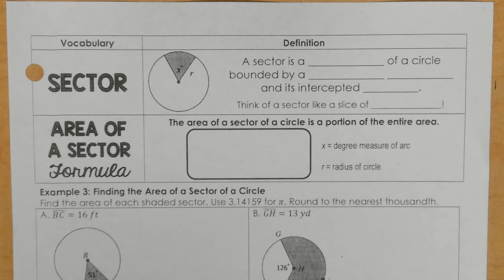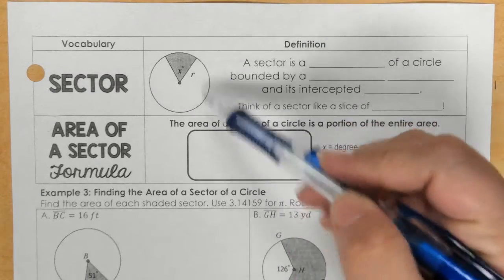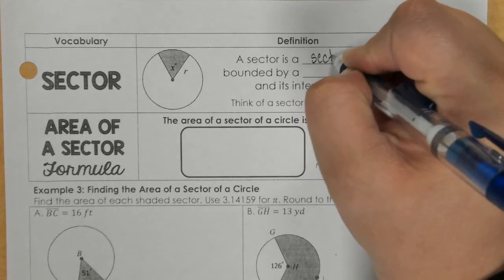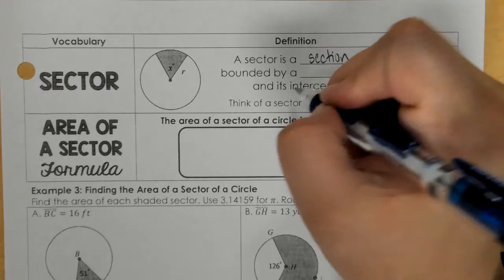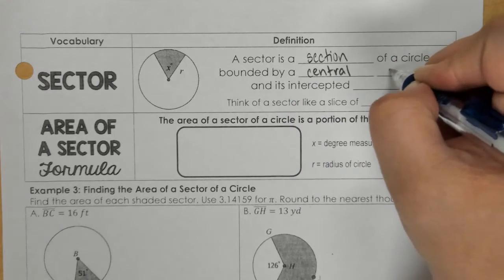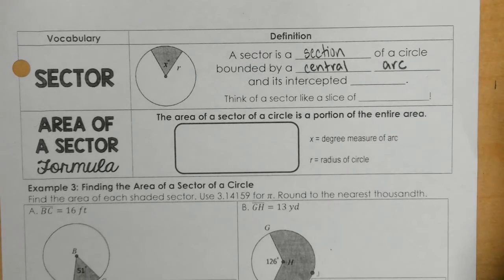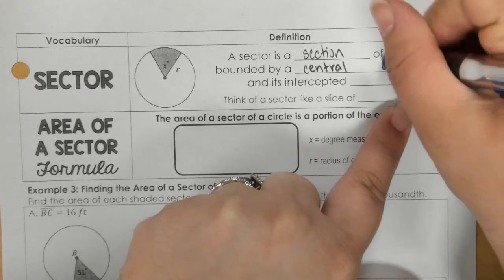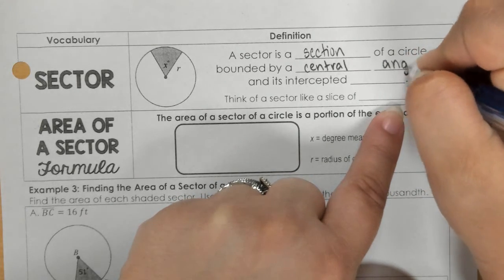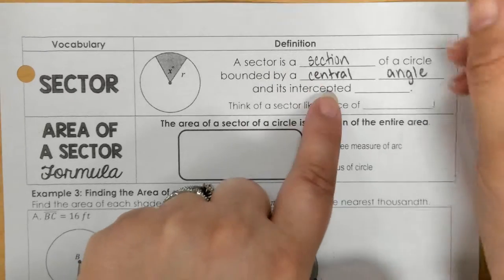For the last part of circles, area of sectors. So sectors are like a section of the circle. A sector is a section of a circle bounded by a central angle and its intercepted arc.